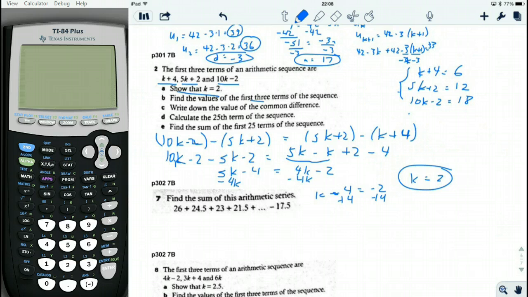Write down the value of the common difference. Well, the difference between these two is plus 6. The difference between these two is plus 6. So I think we just found the common difference is 6.